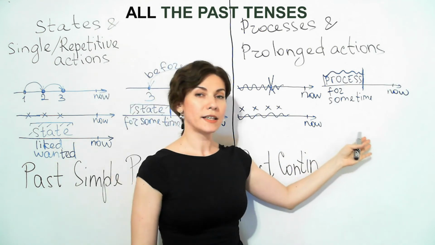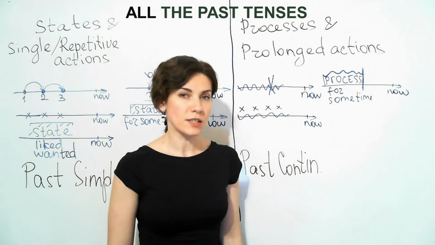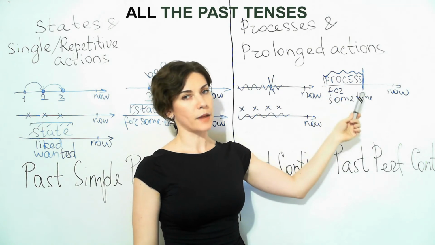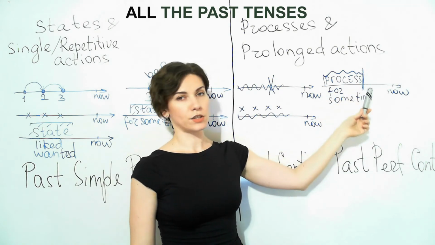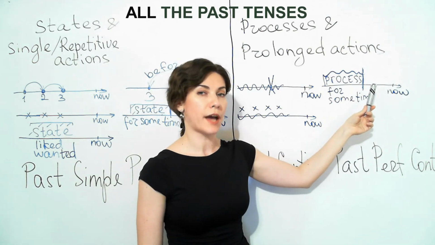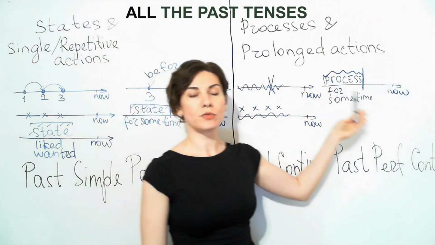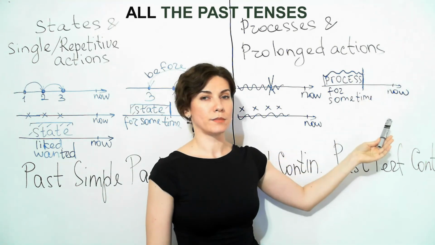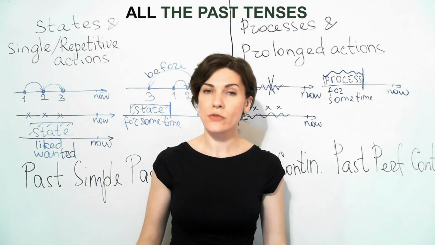And the last one is the past perfect continuous tense. It describes a process which had been happening for some time before another action interrupted it, and we mention for how long it had been happening. For example, he had been reading that book for 20 minutes when a friend called him. Now let's move on to the exercise.